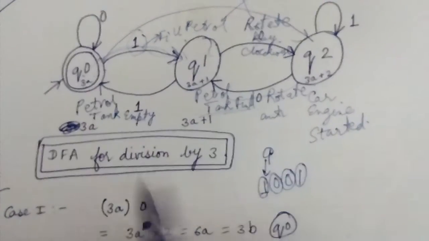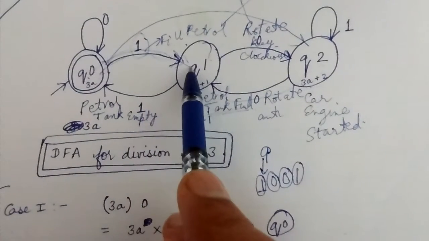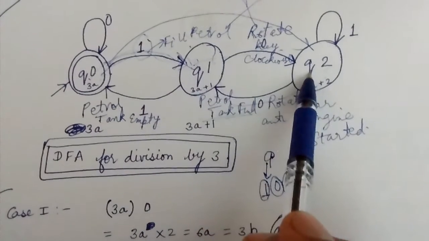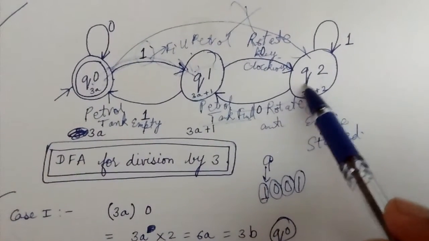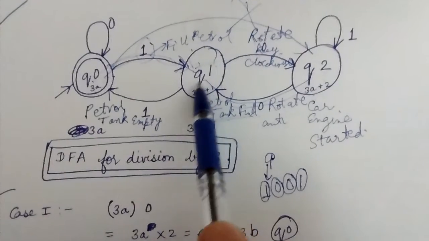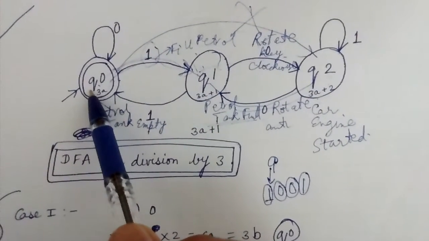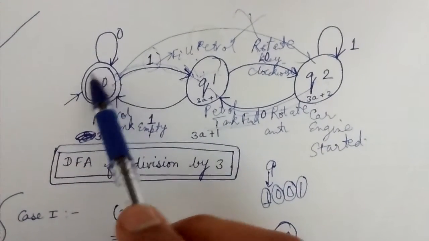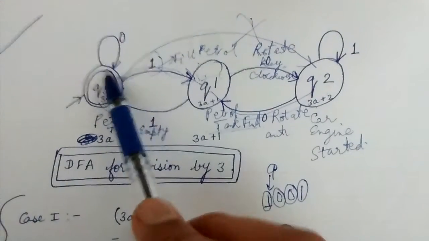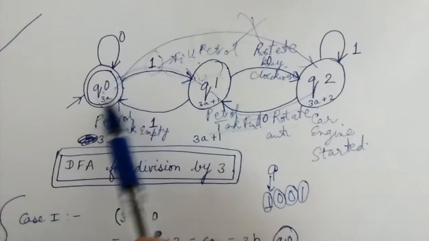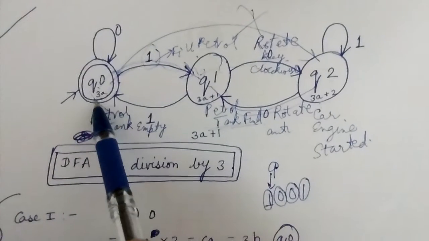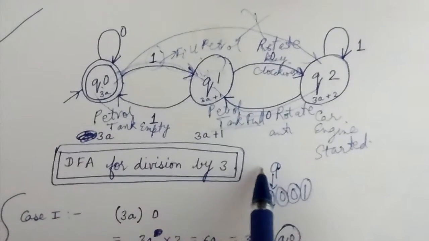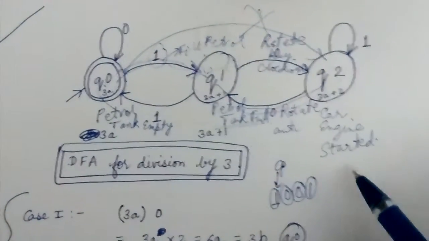So 1 takes me here, then 0 takes me here, then again 0, it takes me back here, 1, it takes me back here. I am just following the transitions, you can note. So finally, after all the bits have exhausted, we are in this state, which is representing the numbers of form 3a. So our number is perfectly divisible by 3. So 9 is perfectly divisible by 3. We can conclude.